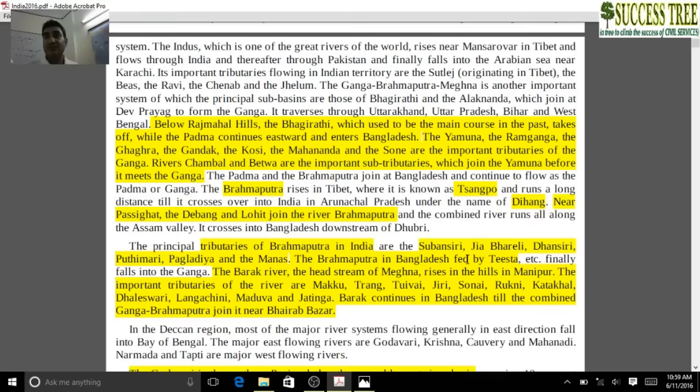Okay? So Teesta is a river which has changed its course as well from west to east. The question is important, Teesta. You should know all the tributaries of Brahmaputra river. So Lohit and Dibang, are they left bank tributaries or right bank tributaries? Left bank tributaries.